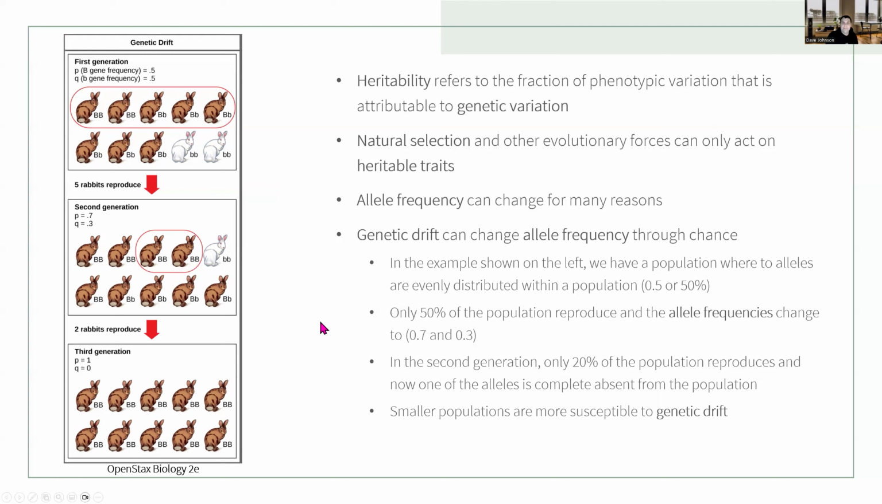But these bottlenecking events, by reducing the population, can drastically impact the allele frequency within that population, and by reducing the size, they make it much more likely that genetic drift is going to have a significant impact on allele frequencies over time.